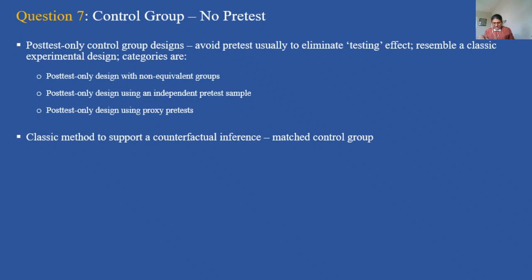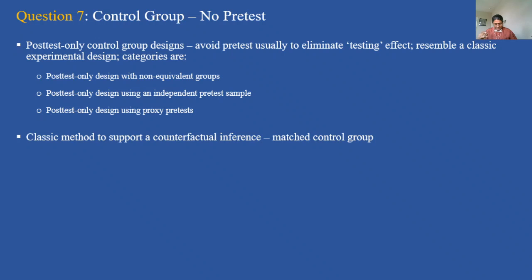So what is the classic method to support a counterfactual inference? Remember, we learned about counterfactual, the very fundamental of an experimental design in earlier chapters. So what is counterfactual? Counterfactual is conceptually a hypothetical when we determine what would have happened in the absence of a treatment, which in reality cannot be done at the same time that the treatment is occurring.